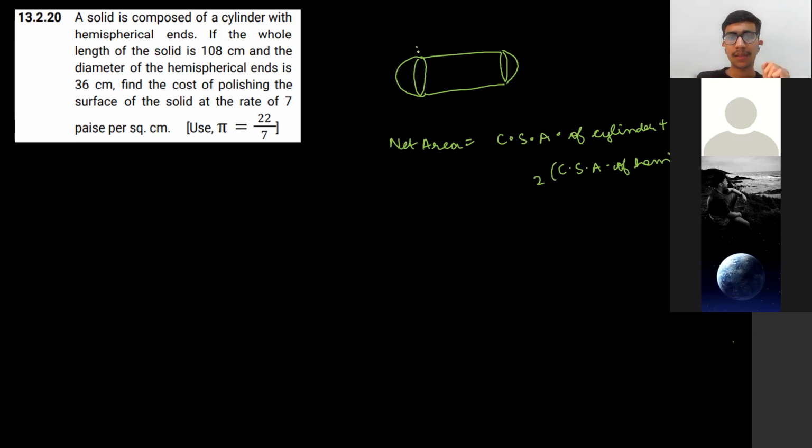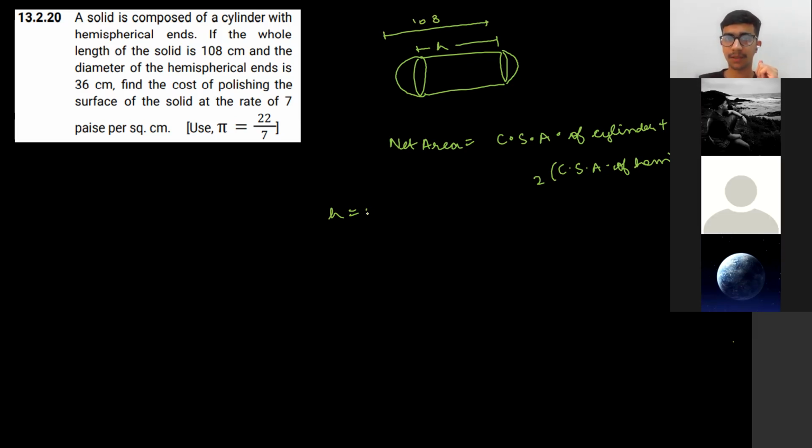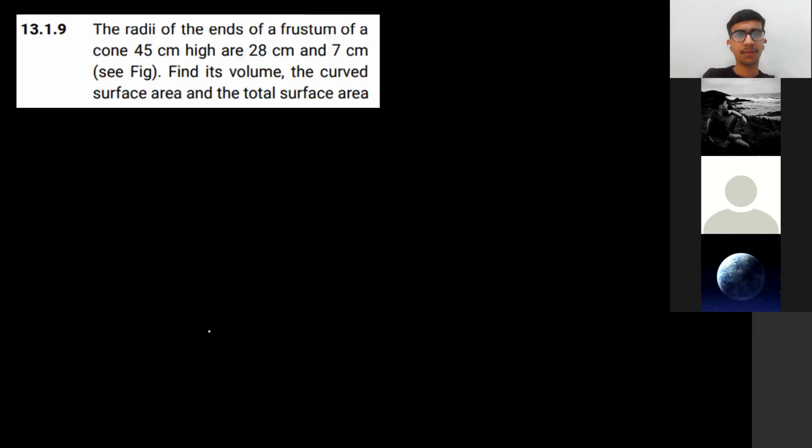So tell me, what is the height of the cylinder? 72 centimeters. Okay, height is equal to 72. How did you calculate it? The total length is 108 minus 36 diameter. Exactly, 108 minus 36. So that's 72 centimeters. Great. Cool. So that was about it. Let's move to the next question.